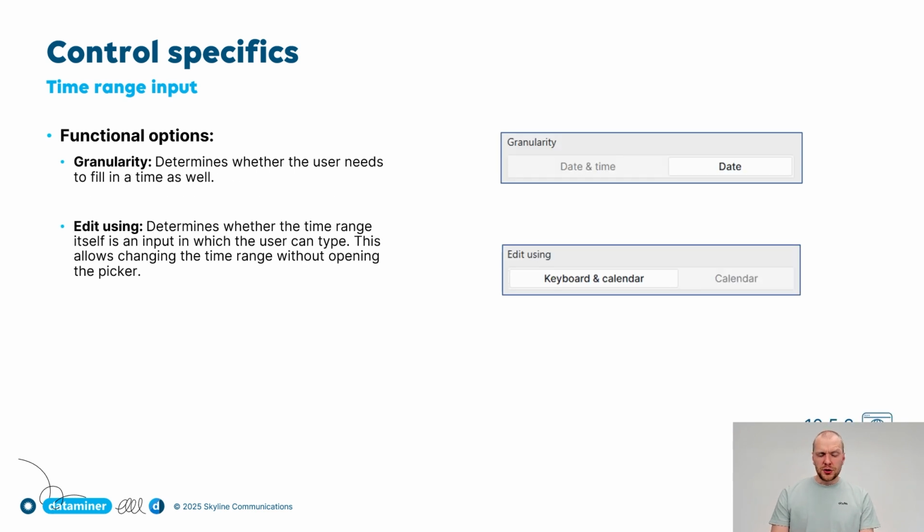Then you have two functional options, and the first one is the granularity. Perhaps you are not interested in the time component and you're only interested in dates. Well, you can configure this with the granularity setting. And then we also have some options to configure how you can edit the value. Should you be able to edit it with the keyboard and by clicking the calendar, or no keyboard, only by clicking the calendar icon? That's up to you to configure.